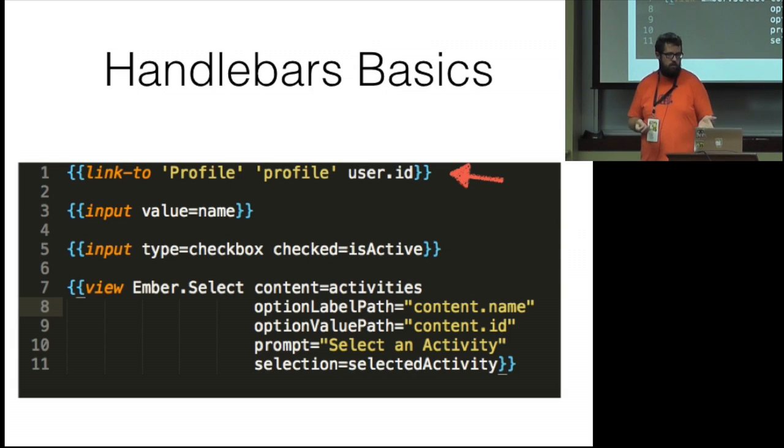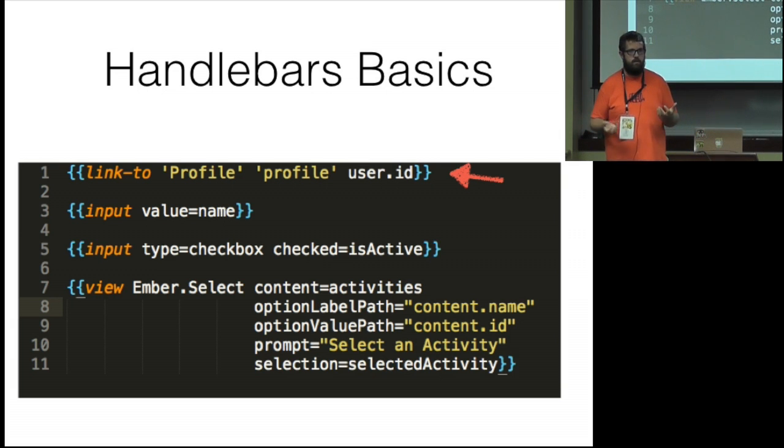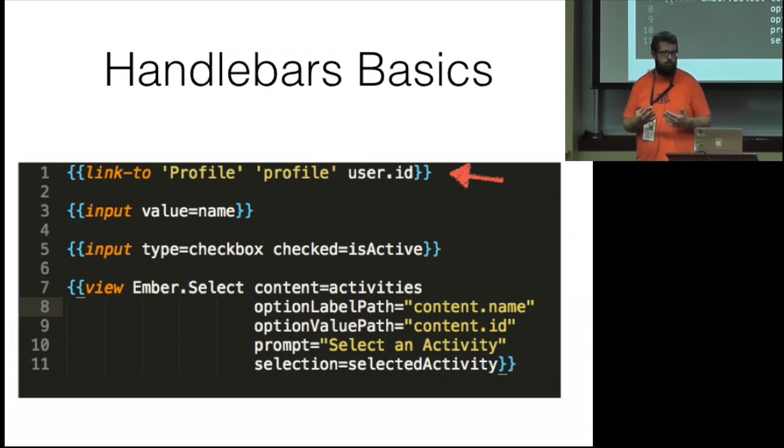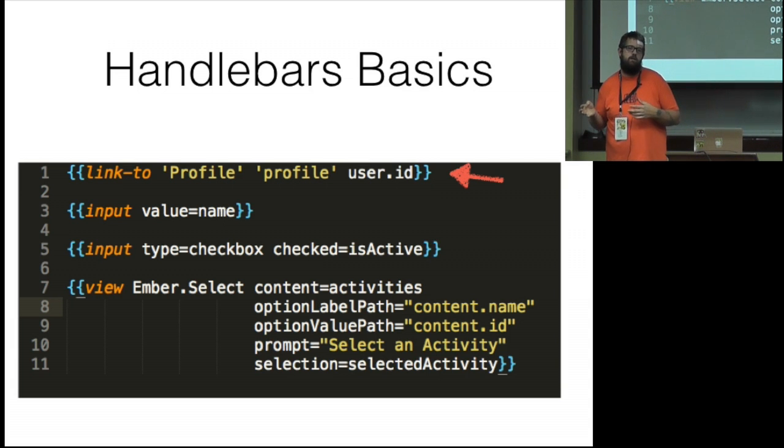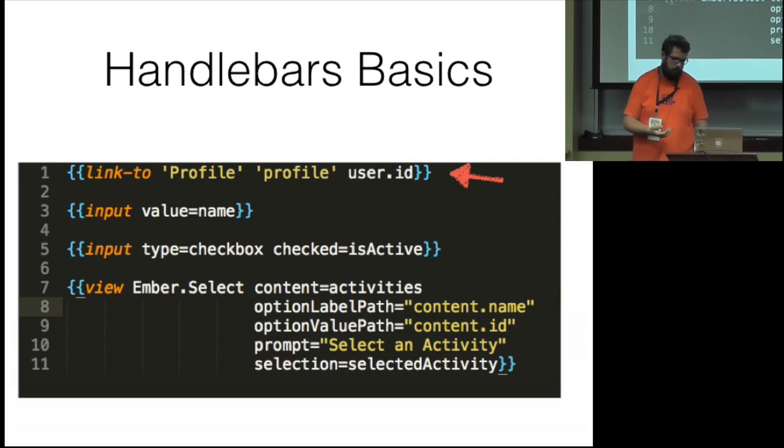We also have some input helpers. Like we saw in the first example, the input value equals is just going to create a text field for me. I can also do a checkbox, I can do a select, there are radio buttons, stuff like that. So basically, you have basic form helpers that bind to the data.